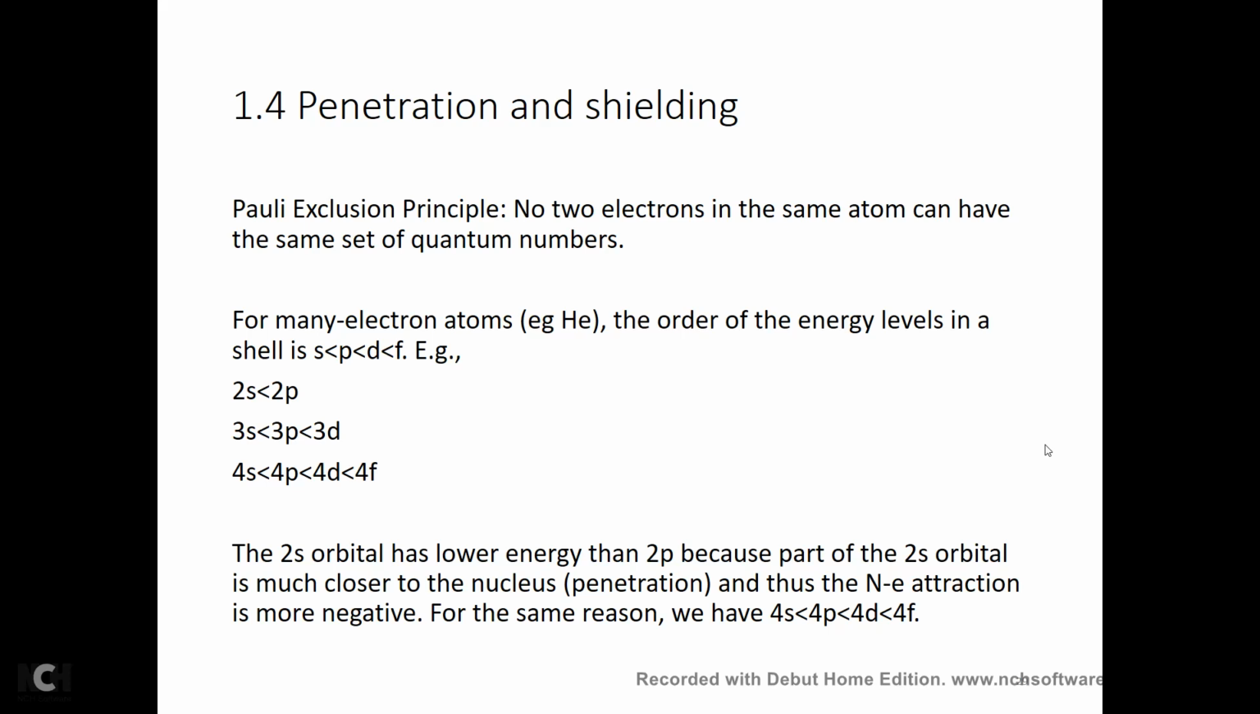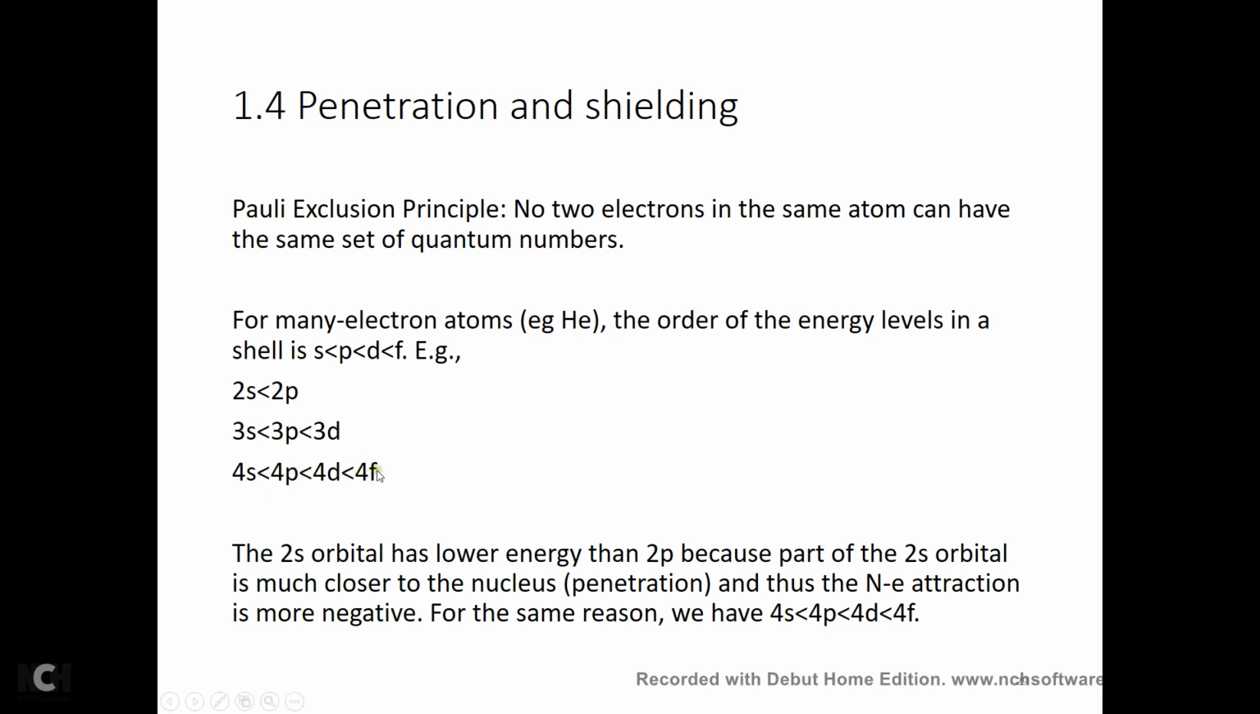For a many electron atom, such as helium, the order of the energy levels in each shell is s lower than p, lower than d, lower than f. For example, when n is 4, we have 4s orbital with lower energy than 4p, lower than 4d, lower than 4f.